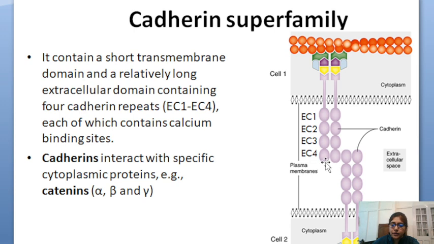The extracellular domain contains repeated units of cadherin. These are EC1, EC2, EC3 and EC4, and these repeats have calcium binding sites. The cadherin molecule interacts with specific cytoplasmic proteins. They are called catenins, and they are very important for its activation.